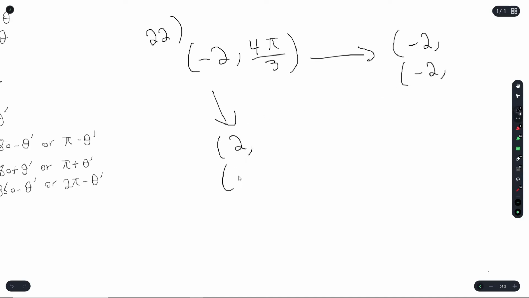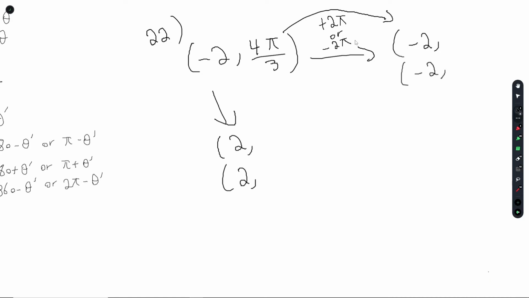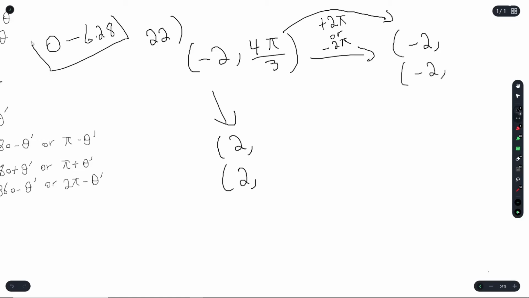and then we'll find 2 points with positive 2. So to find another representation of a negative 2 point, you just add or remove 2 pi. So here you just plus 2 pi or minus 2 pi. Here we're assuming we don't have any restrictions, so there's no 0 to 6.28. This doesn't exist here.